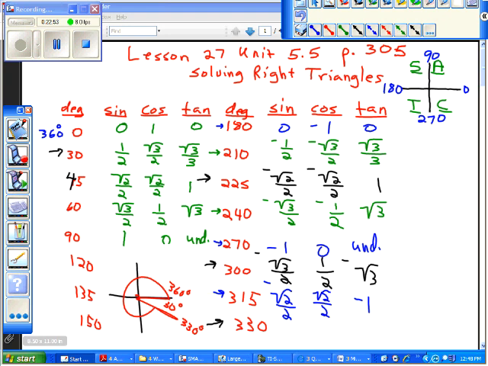Okay, so what's the sine of 30? 1/2. I'm in quadrant 4 where sine is negative, negative 1/2. What is the cosine of 30? Square root 3 over 2. I'm in quadrant 4 where cosine is positive. What is tangent 30? Square root 3 over 3. I'm in quadrant 4 where it's negative.